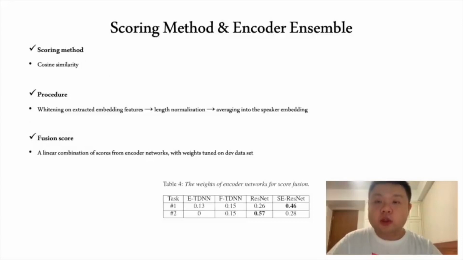We use cosine similarity as the scoring method. We first whiten the extracted embedding features, then perform length normalization and average them into the speaker embedding. We use 4 encoder networks, and their results are ensembled, a linear combination of scores from the encoder networks with weights tuned on the development dataset.